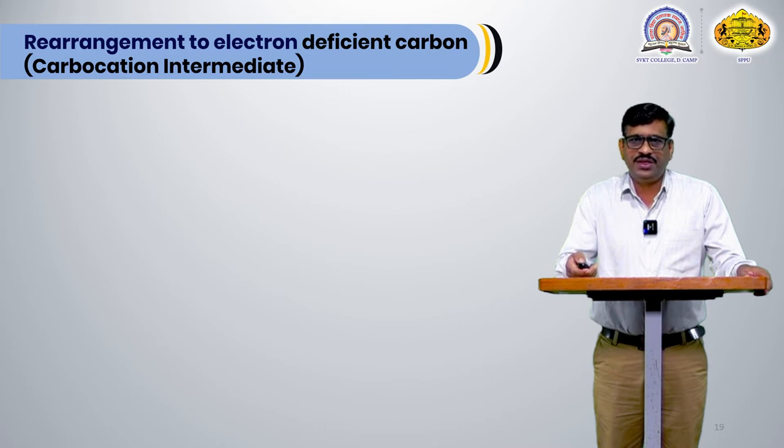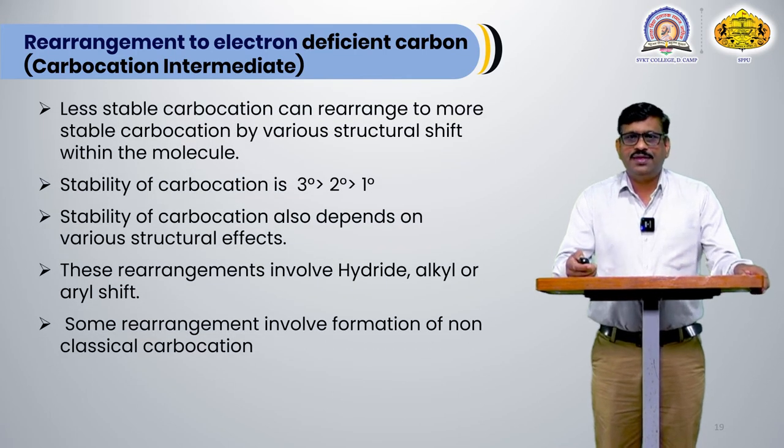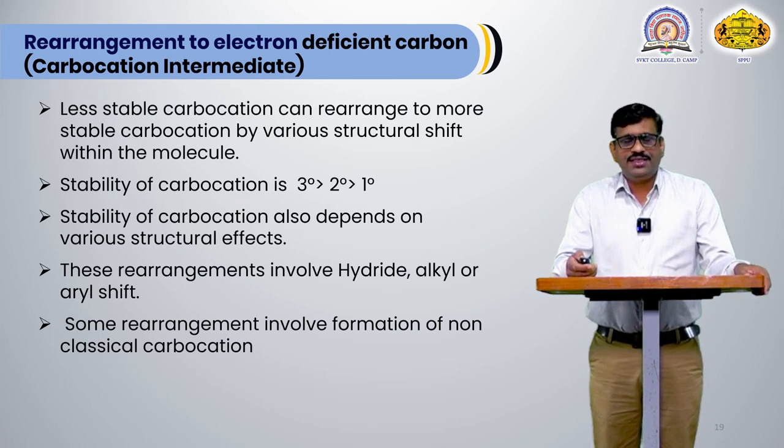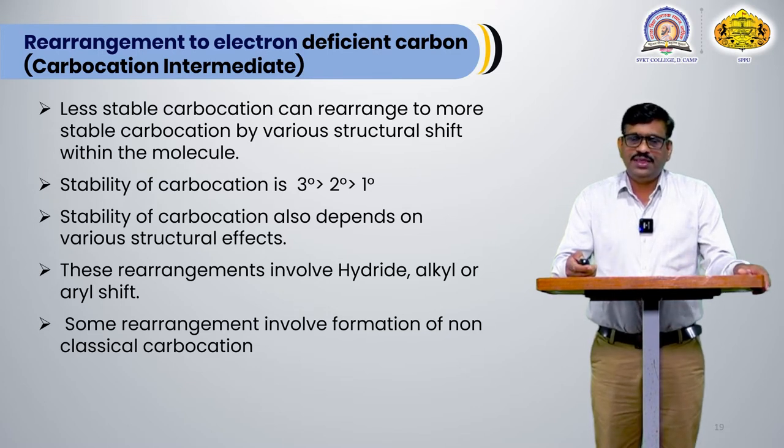First of all, rearrangement to electron deficient carbon. This type of rearrangement proceeds through a carbocation intermediate. These are some features of this type of rearrangement. A less stable carbocation can rearrange to a more stable carbocation. When a primary carbocation is formed, it is converted to secondary, or secondary is converted to tertiary, because a tertiary carbocation is more stable as compared to a secondary carbocation, and a secondary carbocation is more stable as compared to primary. Stability of a carbocation also depends upon other factors like steric effect, inductive effect, and resonance effect. These rearrangements generally involve hydride transfer, alkyl transfer or aryl transfer. In some cases, bond migration is also possible.